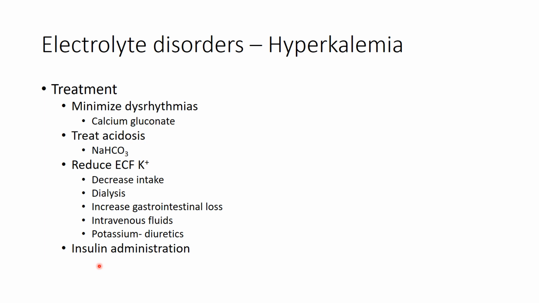Now, insulin administration is really going to pertain to diabetics. So we're going to see that insulin secretion is dependent on potassium channels, and so when this potassium channel closes, now insulin is going to be increased, and so we can increase glucose uptake by cells and also decrease extracellular potassium in the same efforts. So that is the end of our hyperkalemia lecture.